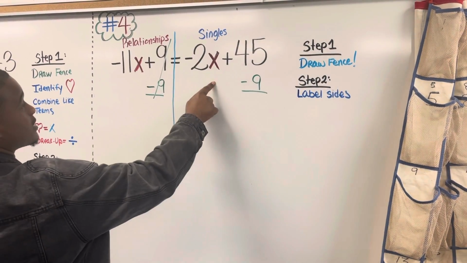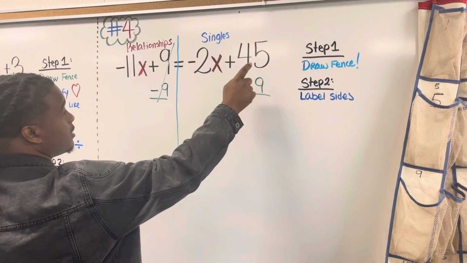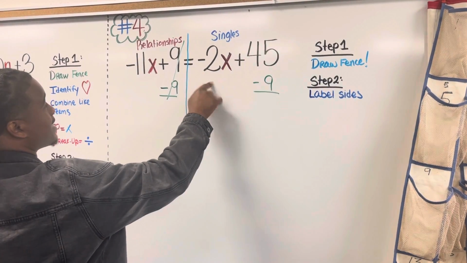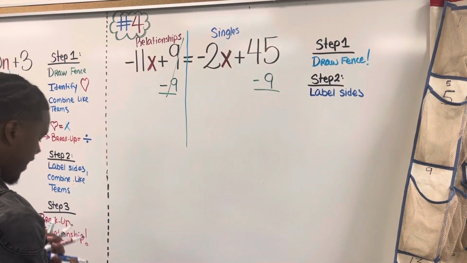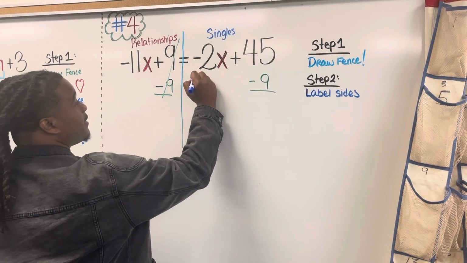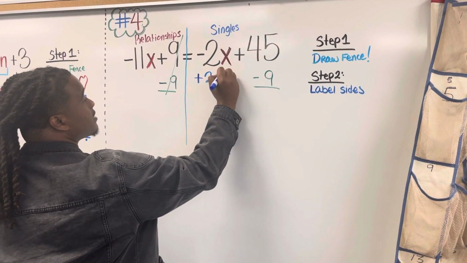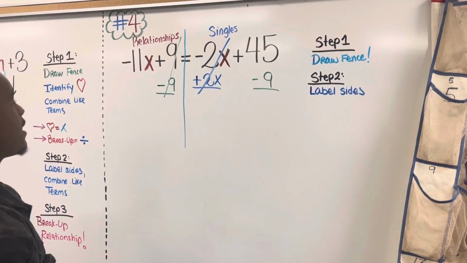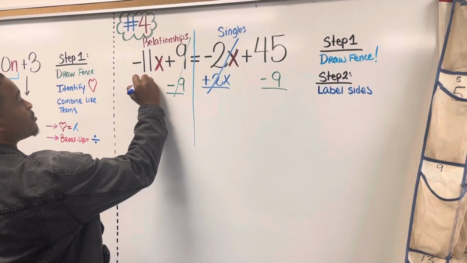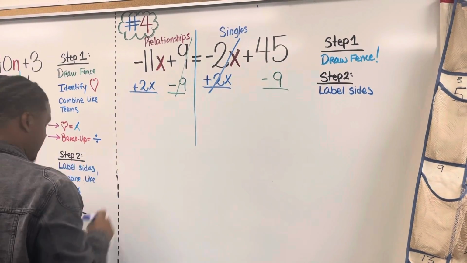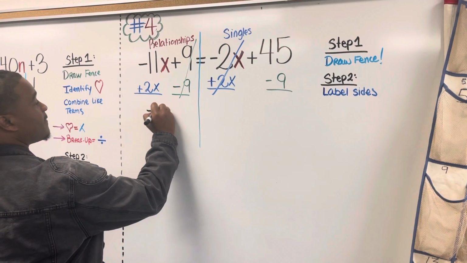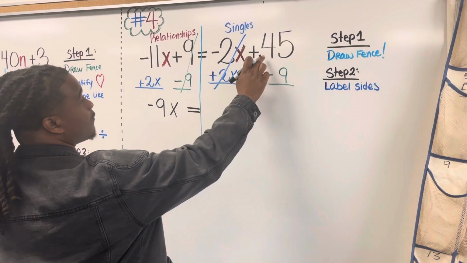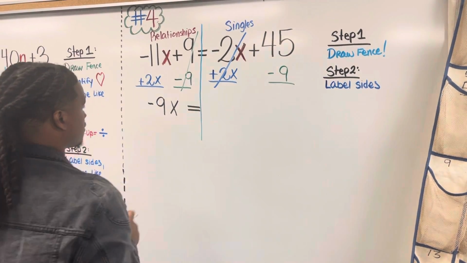Also, let's look at the single side. 45 is single, so I'm going to leave that on that side so I can subtract 9 from it. But negative 2x is not single, it's in a relationship. So I have to apply the inverse operation, which is plus 2x, and move it to its appropriate side. Negative 2x and plus 2x cancel out. Negative 11x plus 2x is a negative 9x. And 45 minus 9 equals 36.